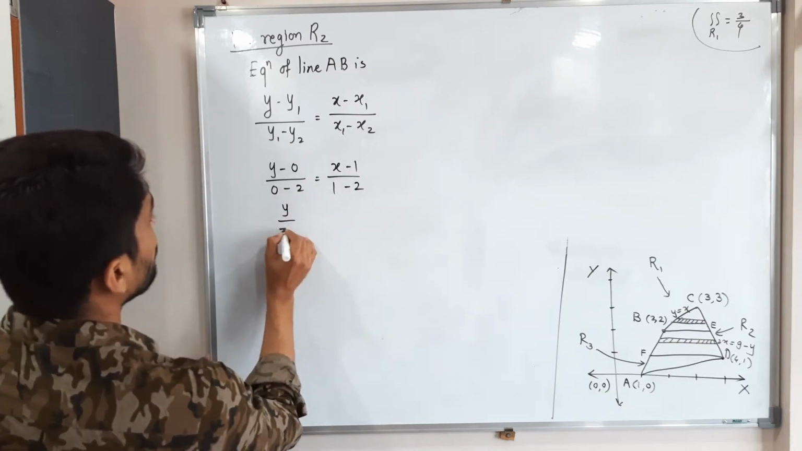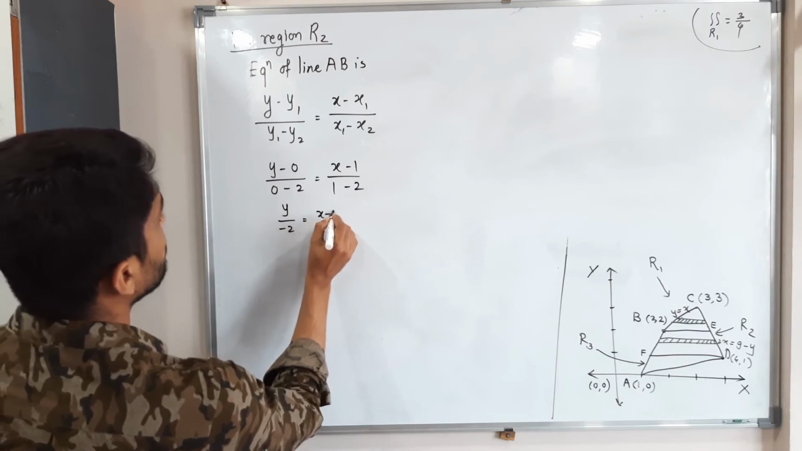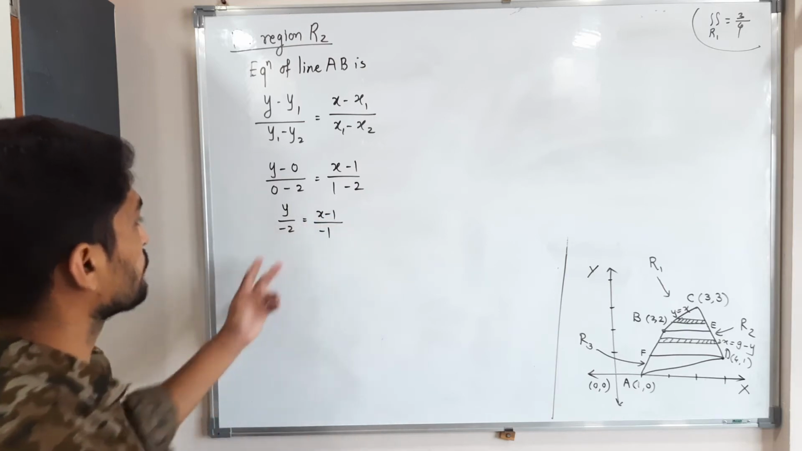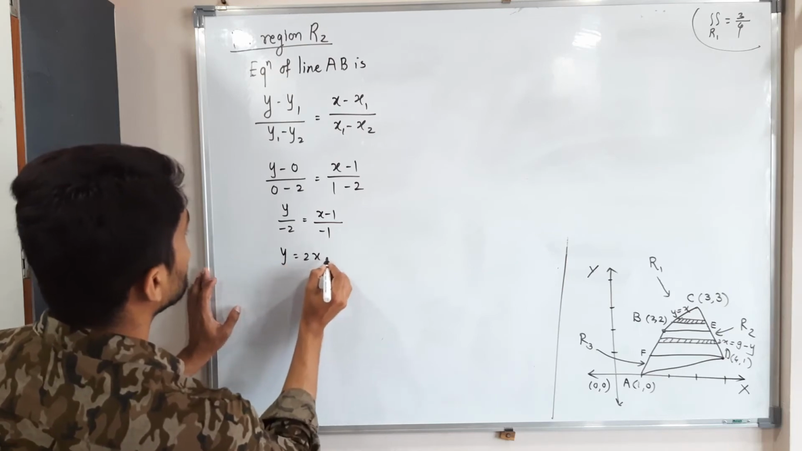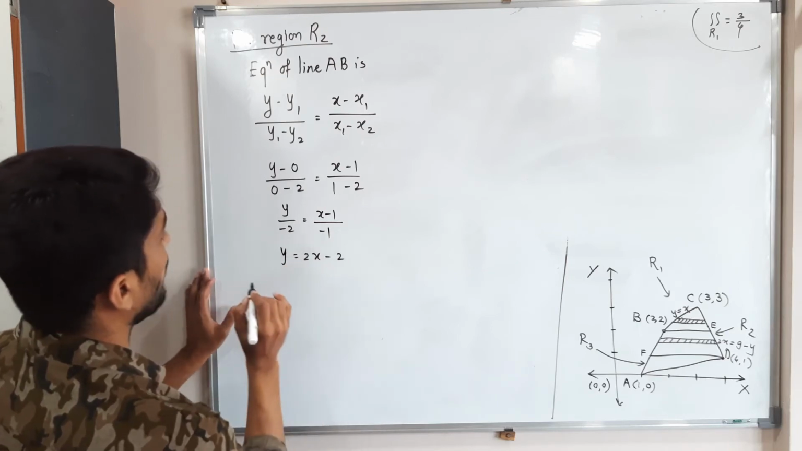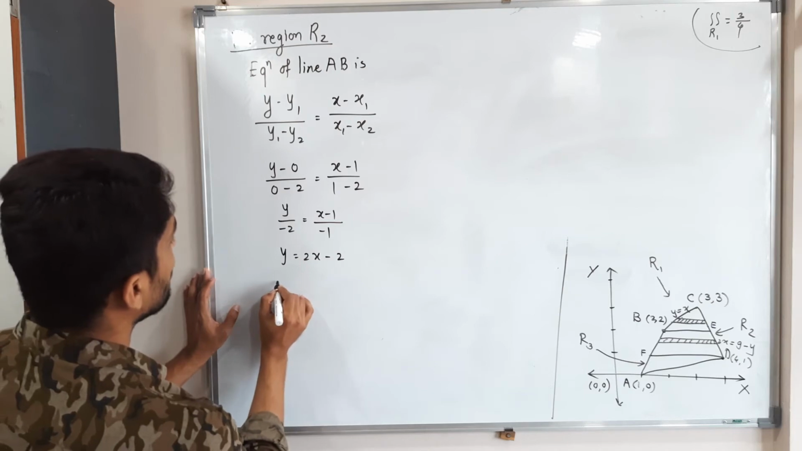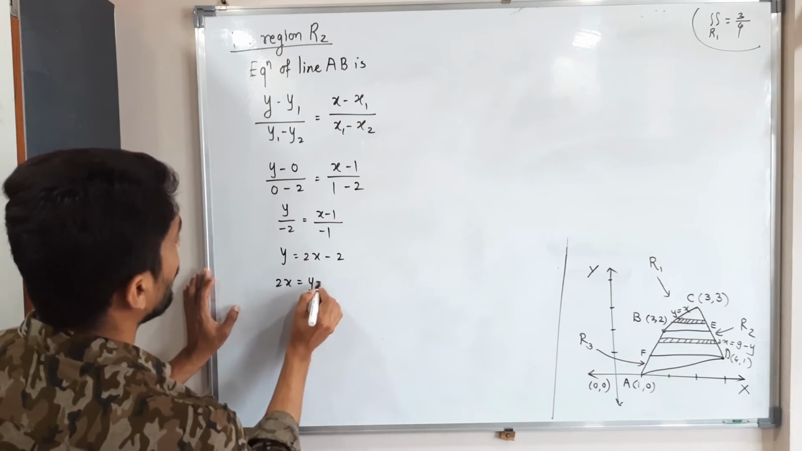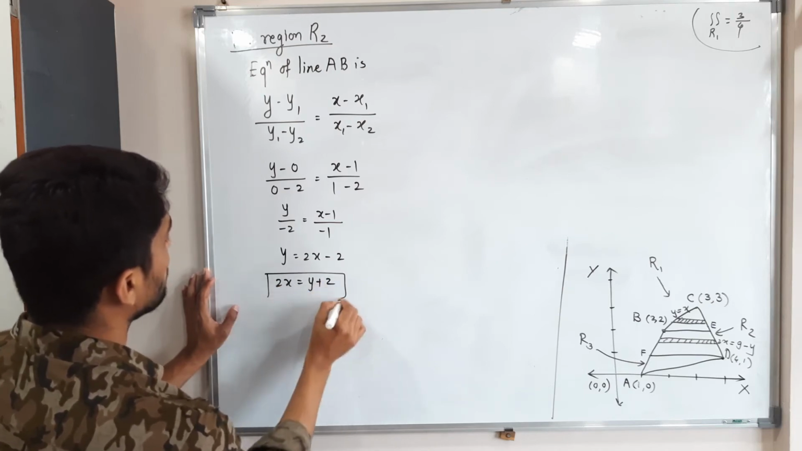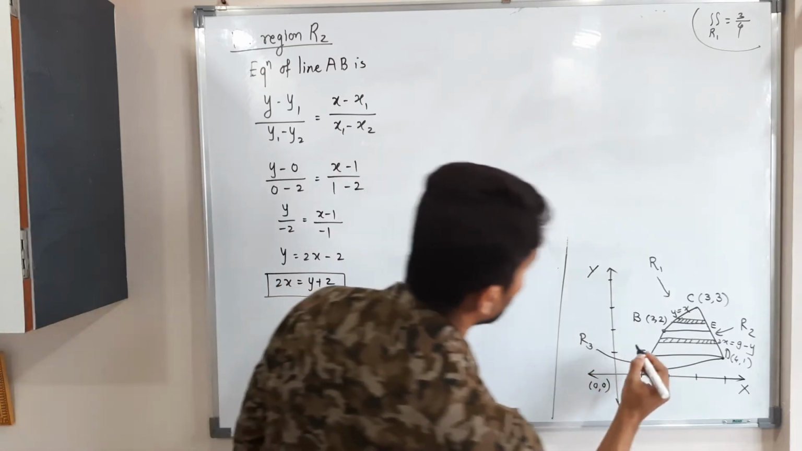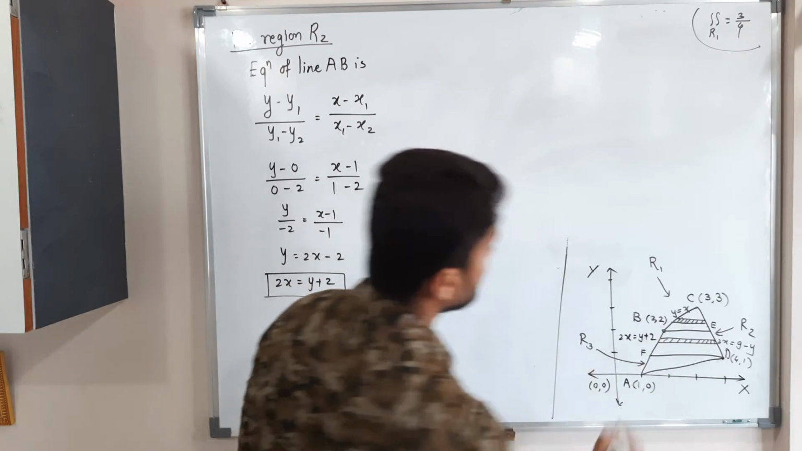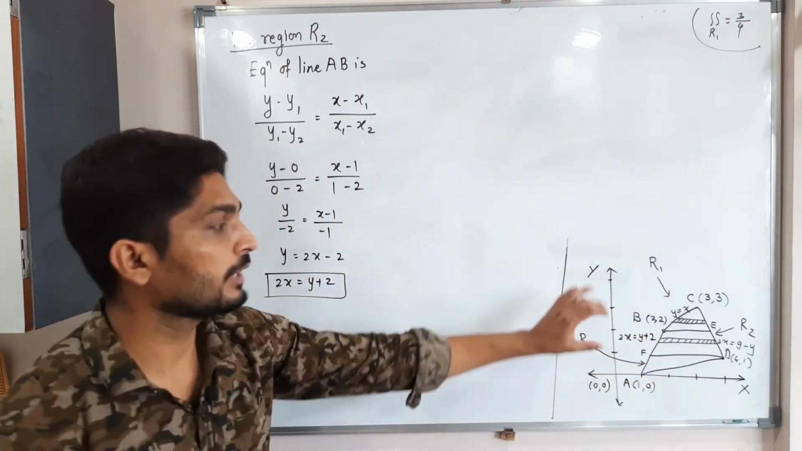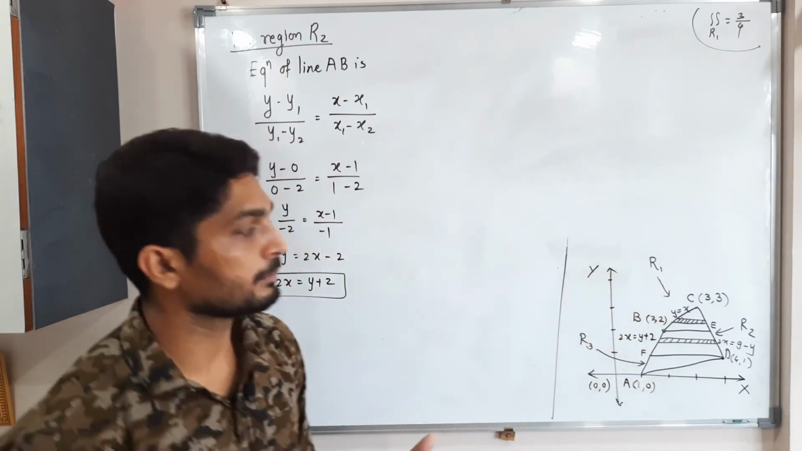So y upon minus 2 is equal to x minus 1 upon minus 1. Minus minus will get cancelled and y is equal to 2x minus 2 we will have. So simply we can write 2x is equal to y plus 2. This is the equation of this line AB. 2x is equal to y plus 2. So that means BF has the same equation.